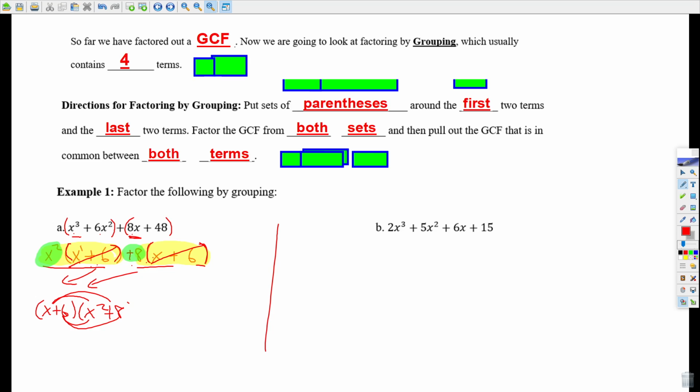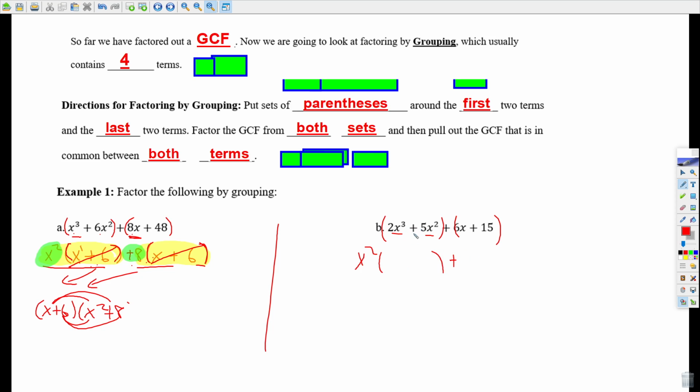Okay, let's try part B. So I'm going to go through the directions again. Put sets of parentheses around the first 2 terms and the last 2 terms. Let's do GCF. What comes out of the first set? No number, but a variable. Again, x squared. What comes out of the second set?